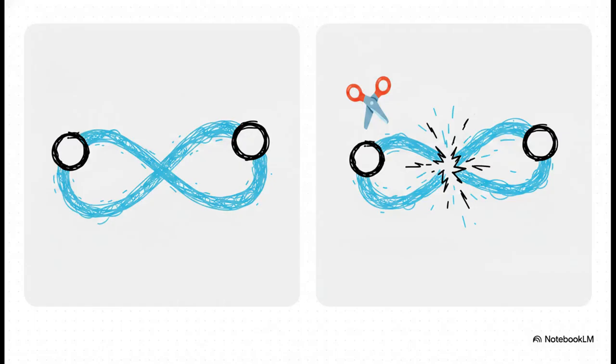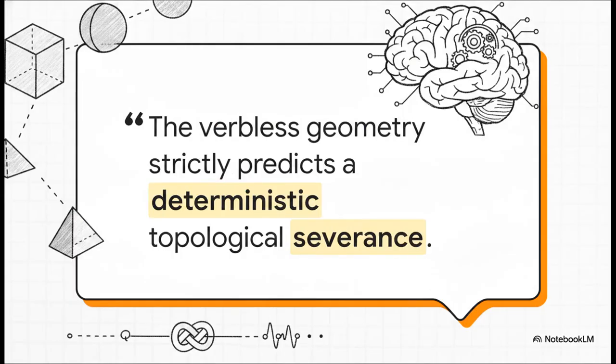And this is where things get super exciting, because this is the exact empirical divergence where the theory separates from standard quantum mechanics. While standard physics insists that if the system is perfectly isolated, the macroscopic entanglement will just persist forever, the finite observer theory predicts something entirely different. It predicts that the moment you hit that informational capacity limit, there will be a deterministic loss of coherence. The connection will just sever. The stakes here are absolutely immense. Our sources put this perfectly, stating, the verbless geometry strictly predicts a deterministic topological severance, driven purely by the capacity trace. Thus, the quantum paradoxes are rendered empirically testable.